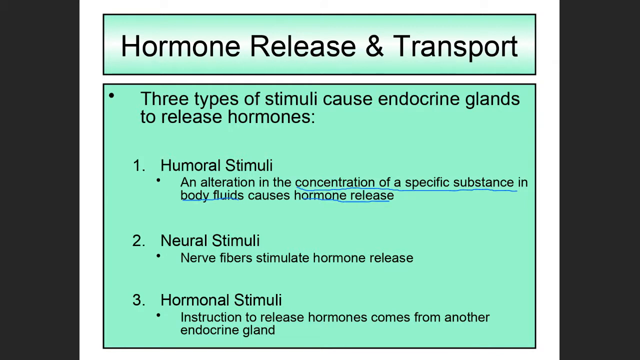The last type of stimuli is actually the most common. So most endocrine organs respond to hormonal stimuli and release their hormones when they get that hormonal stimuli. And this basically occurs when one hormone released by a different endocrine gland travels to another endocrine gland and tells it to release its hormone. So again, this is the most common type of stimuli that leads to hormone release. In our next folder that we get to on the endocrine system, we're going to look at a lot of this because the hypothalamus and the pituitary work a lot through this hormonal stimuli.